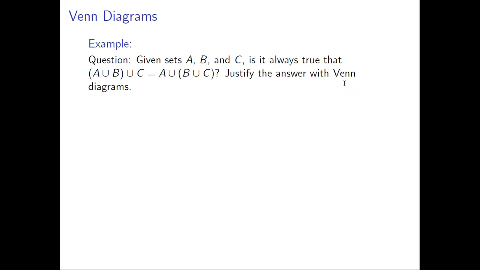Given sets A, B, and C, is it always true that if I do A union B and then take that union with C, that is always going to be equal to the union of A together with B union C? So in other words, does the order in which I do the unions matter? If I first find A union B and then take the union of that with C, is that going to give me the same result as if I first do B union with C and then union A with that? And we're asked to justify the answer with Venn diagrams.